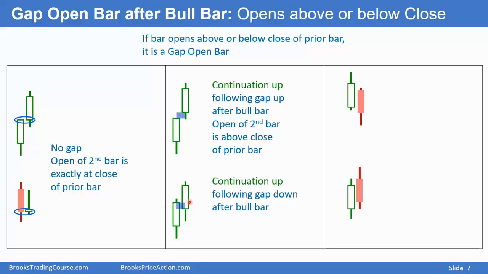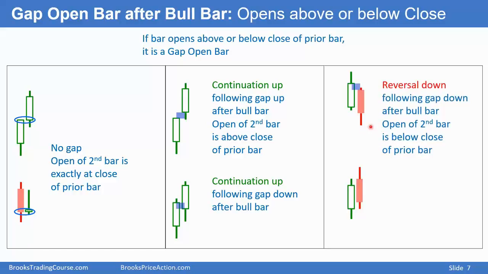And here we got continuation up, but we had a gap down. Instead of continuation up, bull bar, bull bar, bull bar, bull bar, we have bull bar, bear bar, bull bar, bear bar. Here we have a gap down. The open of this bar gapped below the close. Here we have a gap up and a reversal down. This bar opened above that close and it reversed down.